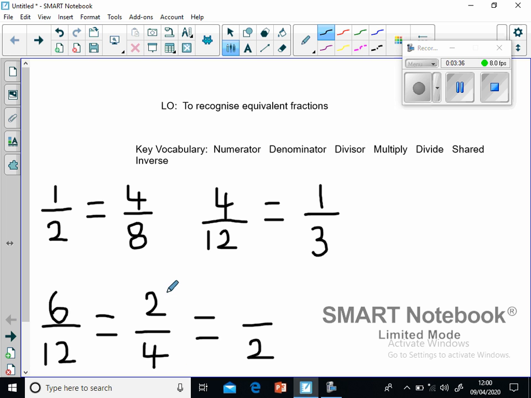Now here we've got 2/4, and we can actually make it into a simpler form. Now in its simplest form, 2/4 is actually 1 half. Now 2 is the divisor here. 4 divided by 2 is 2. 2 divided by 2 is 1. Now I'm going to show you a PowerPoint.